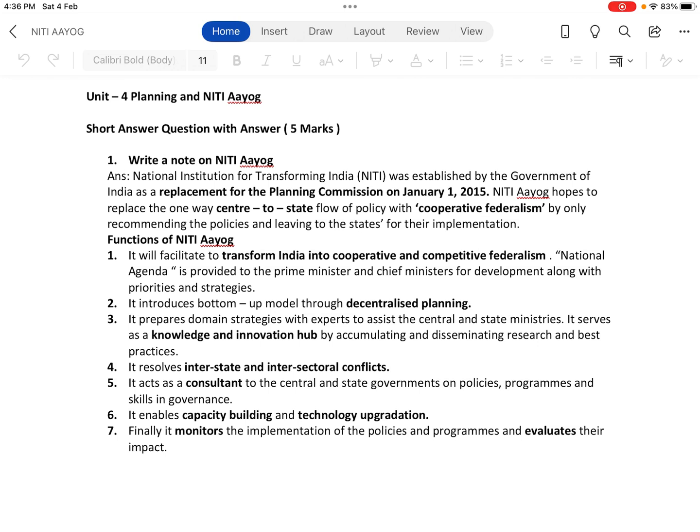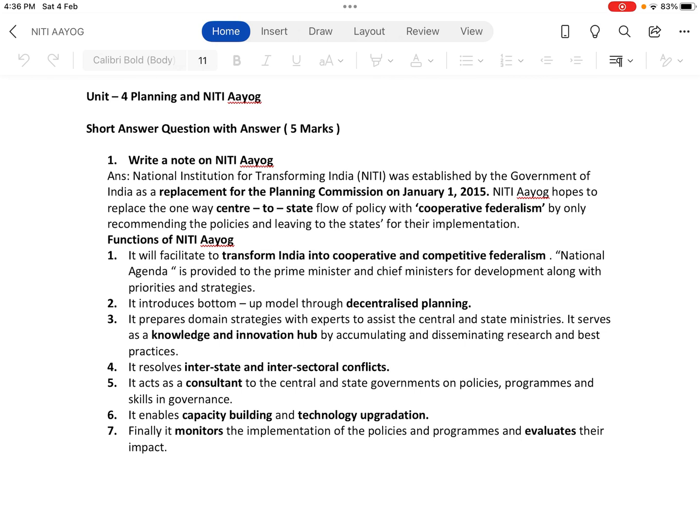Answer: National Institution for Transforming India, that is NITI, was established by the Government of India as a replacement for the Planning Commission on January 1st, 2015. NITI Aayog hopes to replace the one-way center-to-state flow of policy with cooperative federalism. I think now you have understood the meaning of the term cooperative federalism and the term one-way center-to-state, where the center only recommends the policies and leaves their implementation to the states.